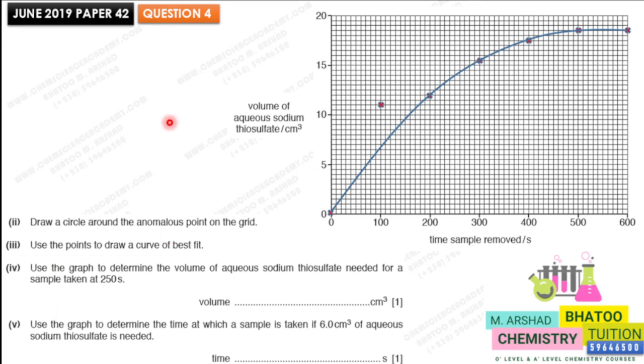Yes, we move on. Draw a circle around the anomalous point. Ça, on va penser facile. Alright, we have the circle. And then draw the curve of best fit we've already done. On a un point pour ça. Use the graph to determine the volume of aqueous sodium thiosulfate needed for a sample at 250 secondes.